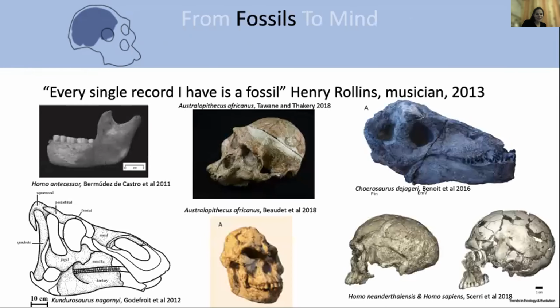Henry Rollins said, "Every single record I have is a fossil." Fossils are records of the past. They give us natural history and dates by which to calibrate evolutionary events. It's with these fossil records that we can reconstruct the origins of species like our own.